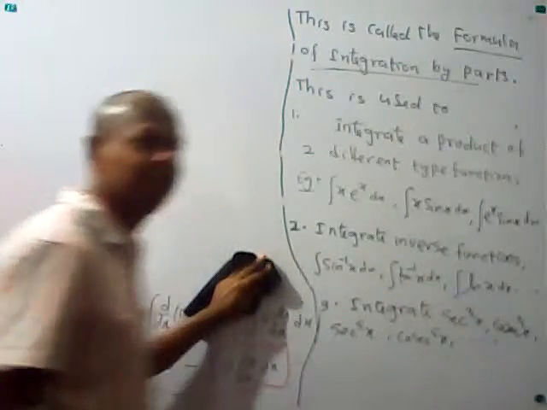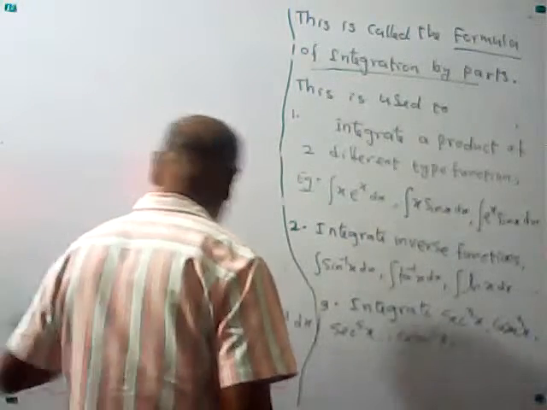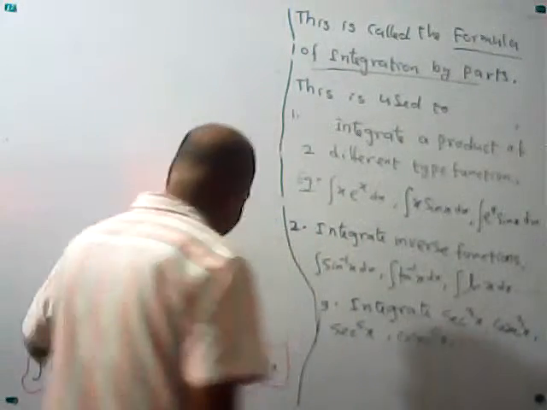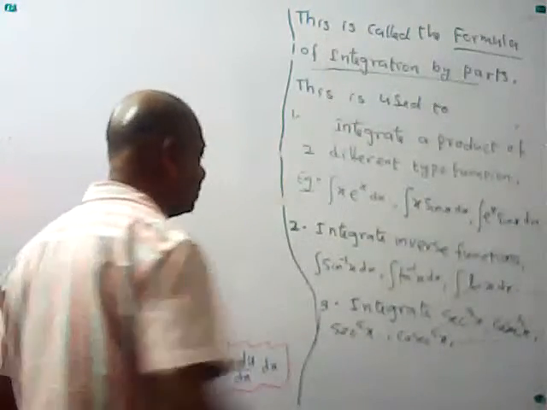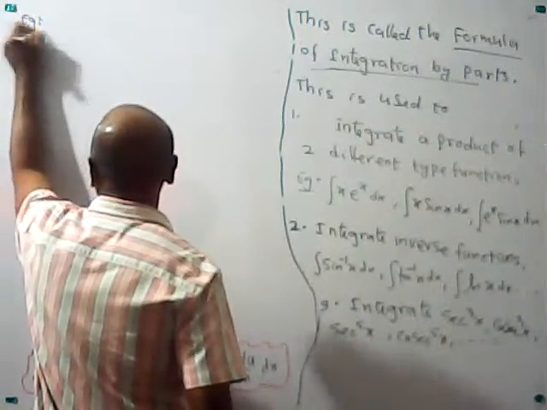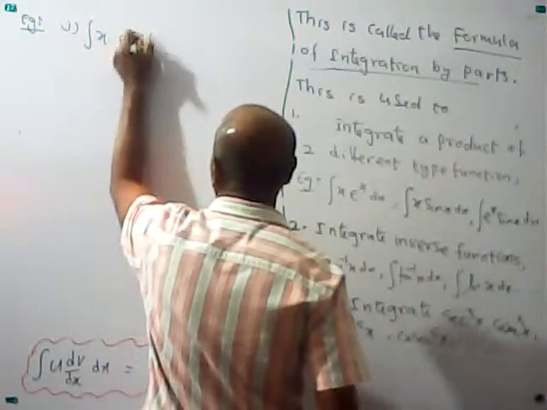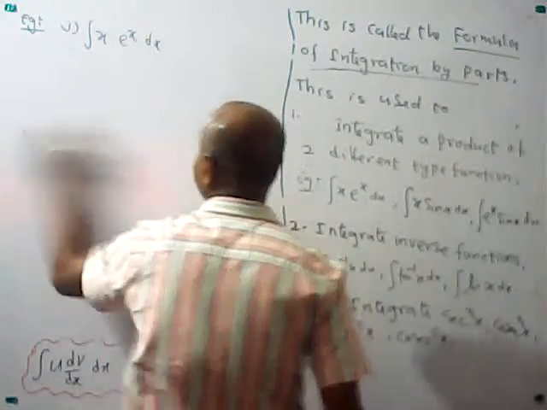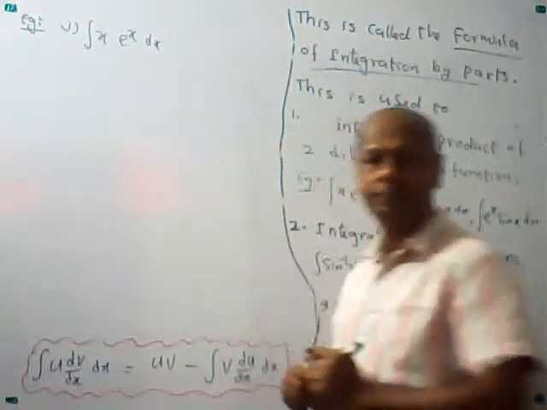This is a very important method, and we have to do several examples to see how we apply this. Example 1. We have to do examples for all the types. Example 1: integral of x e^x dx. Right? This is a very simple example.